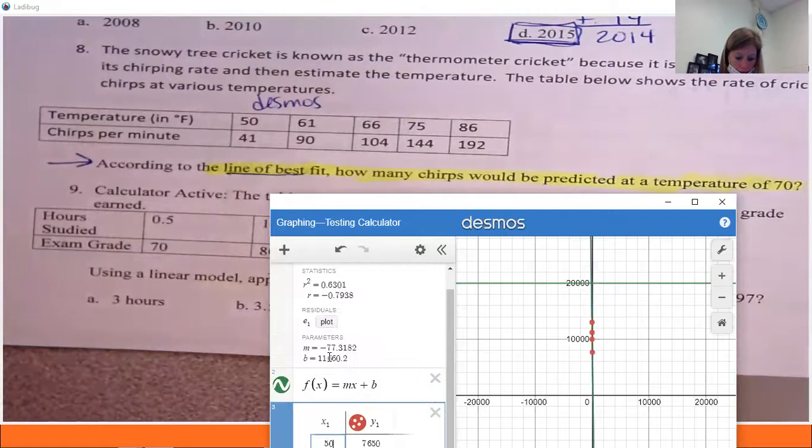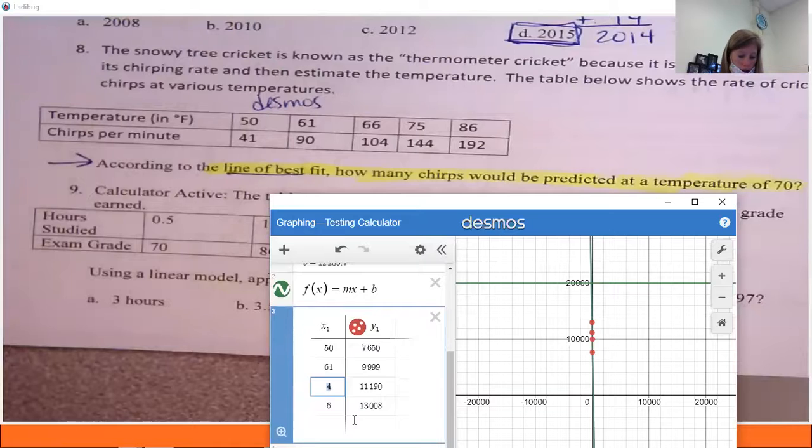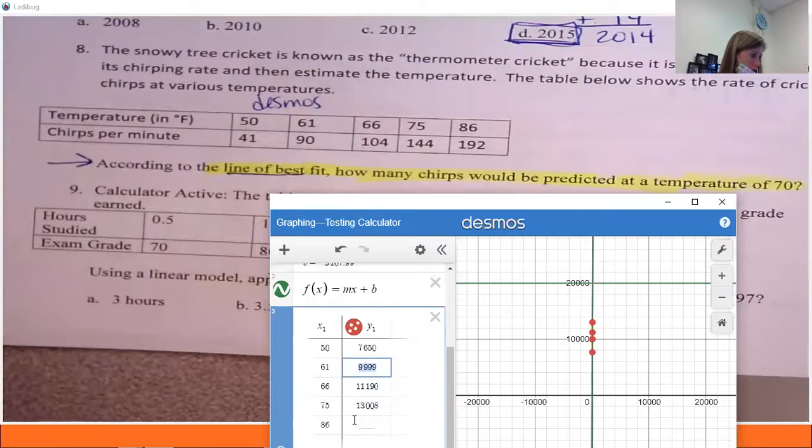$50, $61, $66, $75, and $86. $41, $90, $104, $144, and $192.